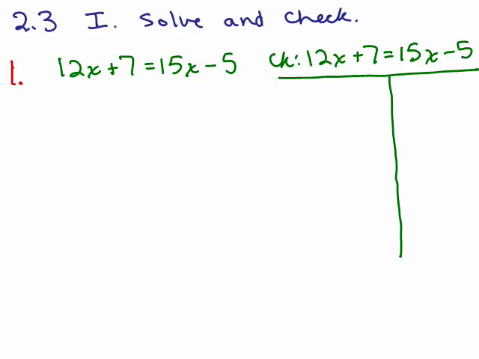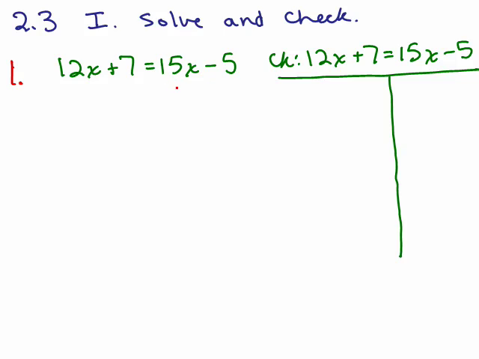All right, we're still in Chapter 2, but we're going on to Section 2.3, Solving More Equations. Part 1, Number 1, 12x plus 7 equals 15x minus 5. So we have variables and constants on both sides of the equation, so we need to get the variables on one side, constants on the other. It doesn't matter which side you put the variables on.